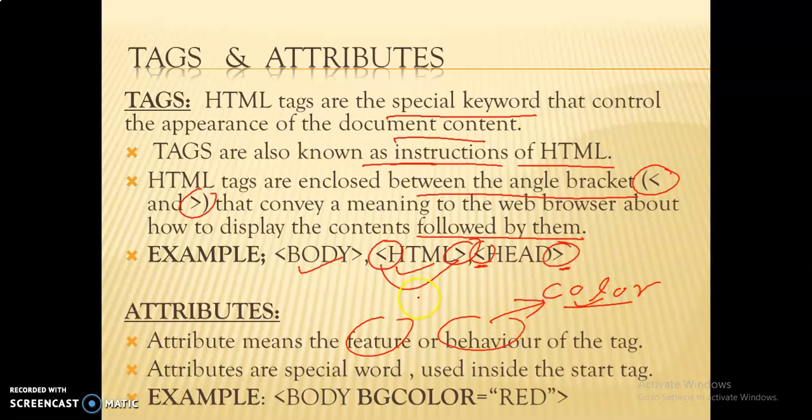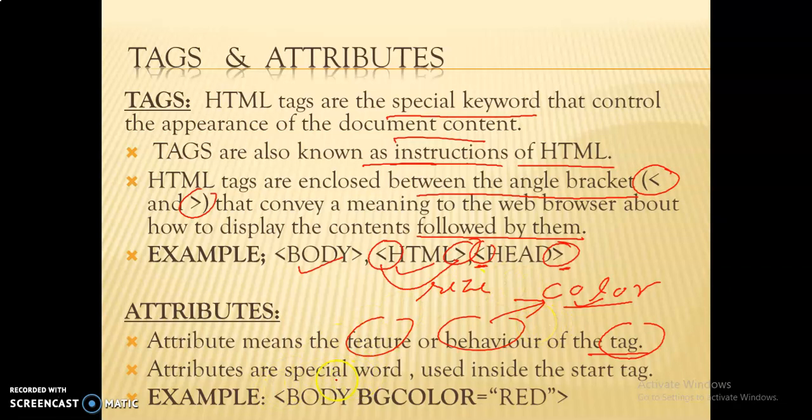Suppose there is a fan. The fan has 4 wings. So wings is an attribute. Color is an attribute. So attribute means it is a feature or behavior of the tag. Of the tag, that is the important thing. Attributes are always defined for a particular tag. For different tags, the attributes are different, or sometimes they may be the same also.